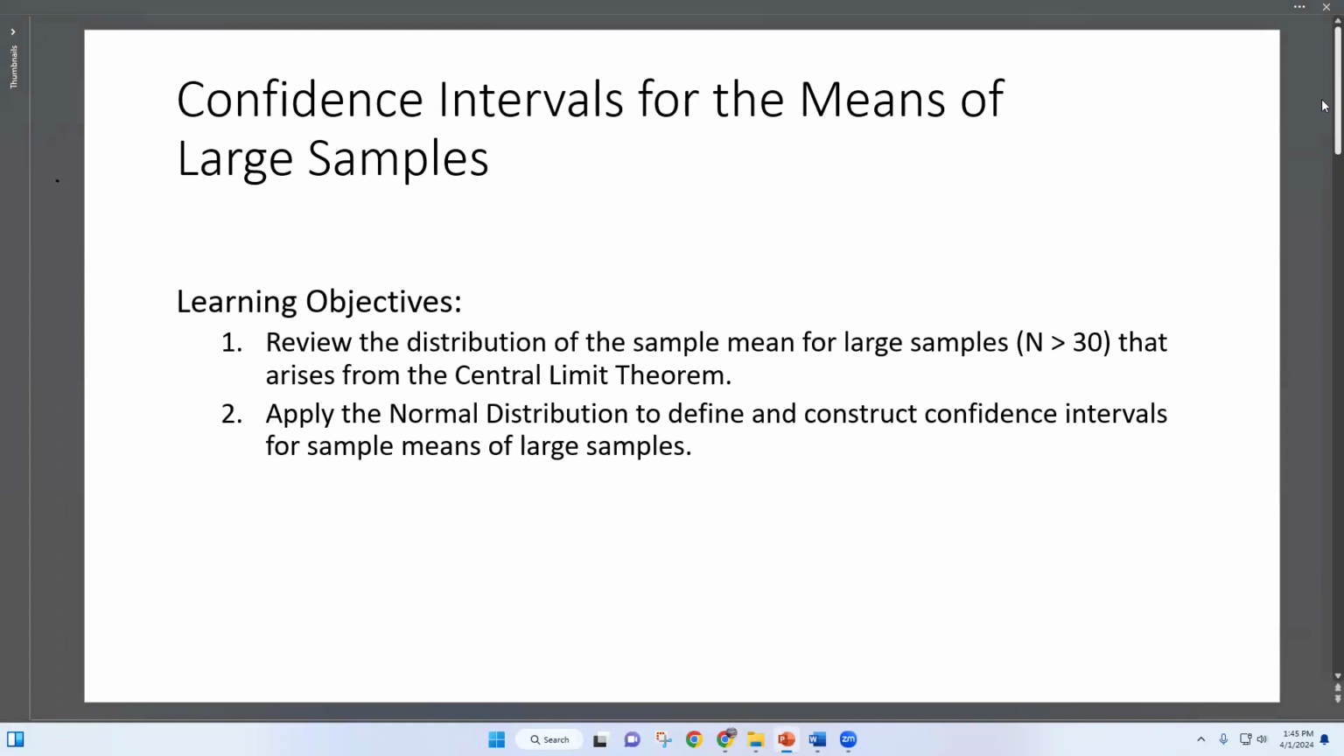All right, everyone, we're going to learn about confidence intervals for the means of large samples. Our learning objectives are to review the distribution of the sample mean for large samples, meaning sample size is typically greater than 30. And this distribution arises from the central limit theorem. We'll then apply that distribution for sample means, which is, hint, the normal distribution, to define and construct confidence intervals for sample means of large samples.